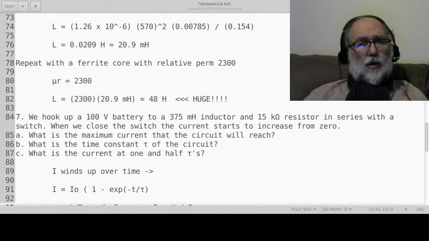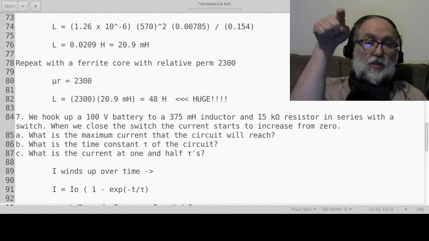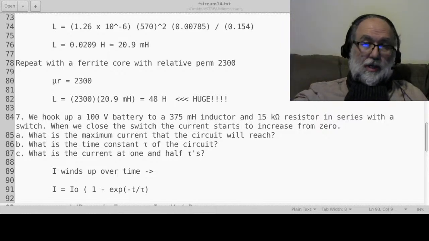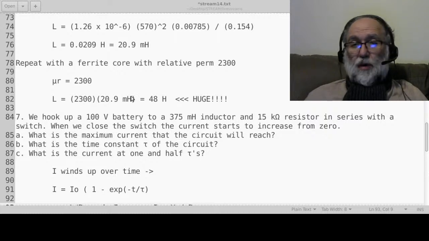In this particular problem, I hook it up. There's no current at first. I turn on the switch, and what does the inductor do? The inductor resists the change in current, and so it doesn't just jump up to a maximum current. It winds up over some time, and you get this characteristic exponential growth. Well, not really exponential growth, but exponential growth to an asymptote. We'll look at the formula for that in a second, but let's read the problem first.